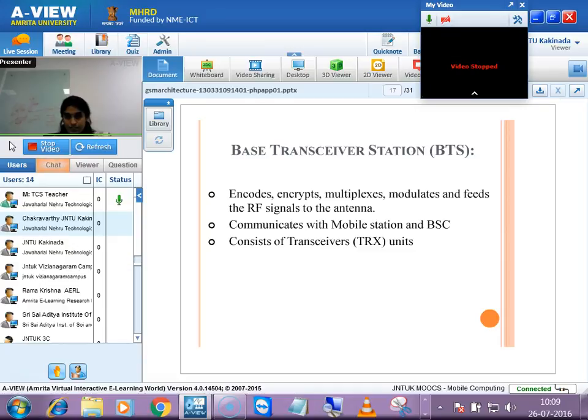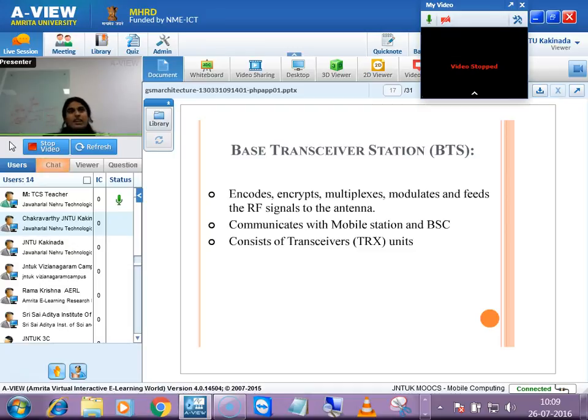When we take base transceiver, in our LTE it is combined, like base station transceiver and controller, both are combined into one unit. That is nothing but the E node B. In 3G it is called Node B, and in 4G it is called E node B. E node B is nothing but evolved node. Evolved in the sense some enhancements have been done for the existing node.